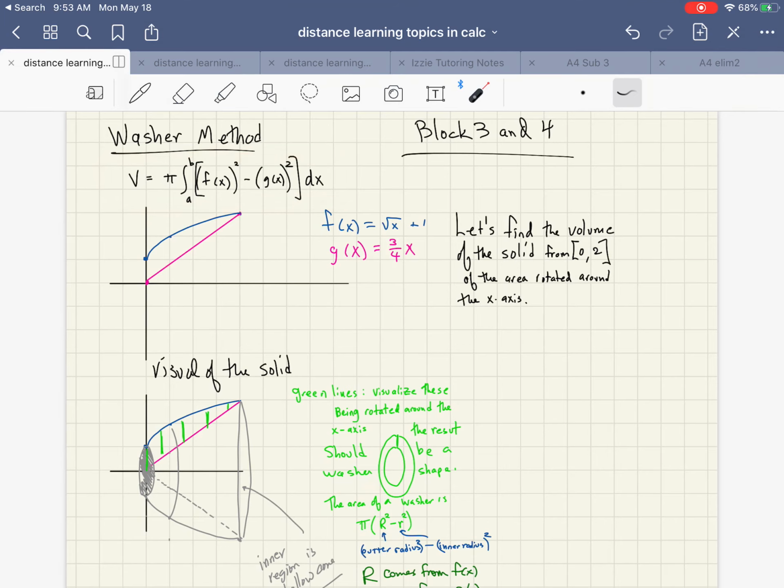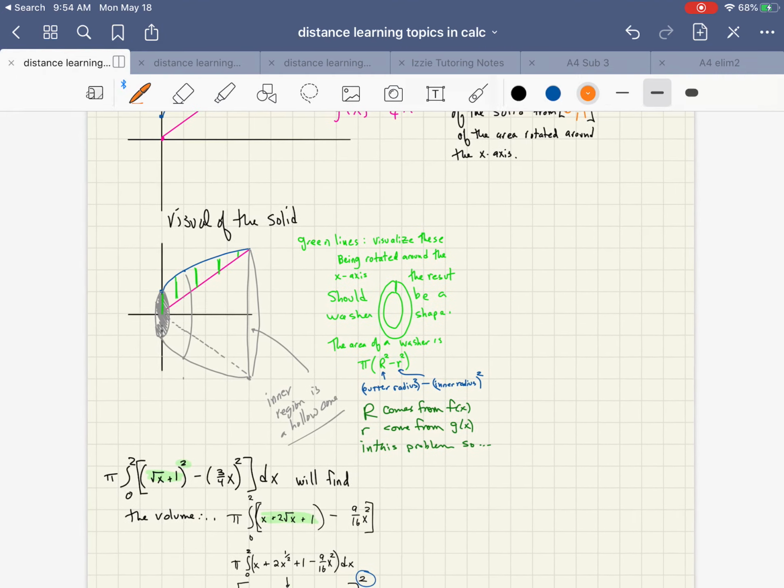Volume equals pi, integral from a to b, of the upper function squared minus the lower function squared dx. Now this is all rotated around the x-axis. Okay, so on this particular problem, I think I definitely did that wrong. That should be a 4 there. So what I'm going to do is just change some values here. So we'll call that 4, 0 to 4.